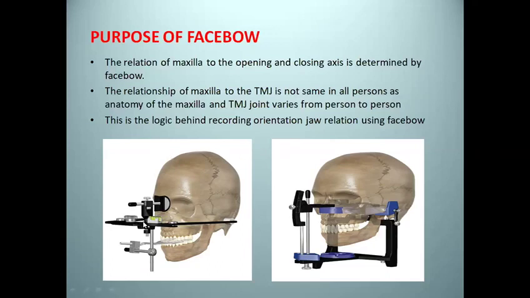As we can see here, this is the facebow transfer, and the same is transferred and replicated using the articulator. So what happens is that the opening and closing axis of the jaw, how the jaw opens and closes around the hinge axis, is transferred and replicated to the articulator so that the exact occlusion can be achieved while delivering the prosthesis.